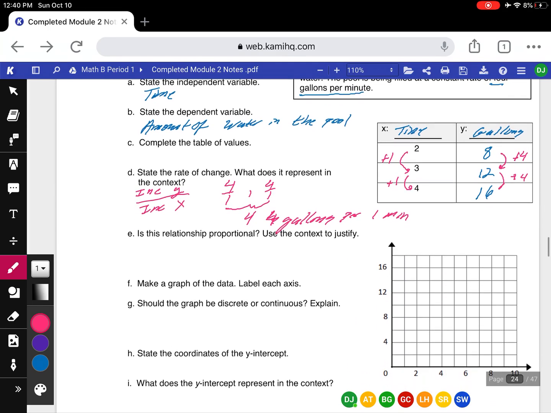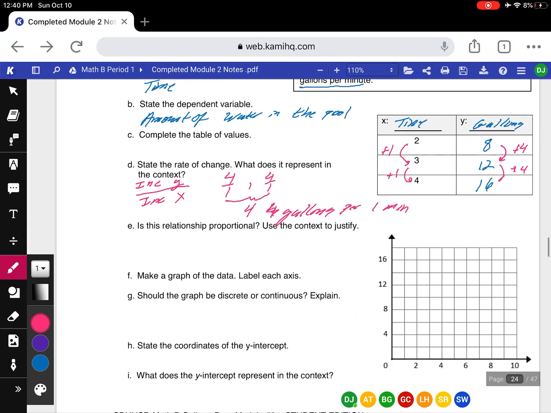Now it says, is this relationship proportional? Use the context to justify. And if we looked at 8 over 2, 12 over 3, and 16 over 4, all of these reduce to 4. Now it says the context. That means use the word problem.